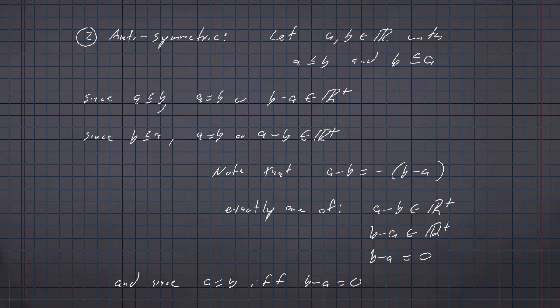And finally, we will note that A is equal to B if and only if B minus A is equal to 0. You can get that by subtracting A on both sides of the equation.